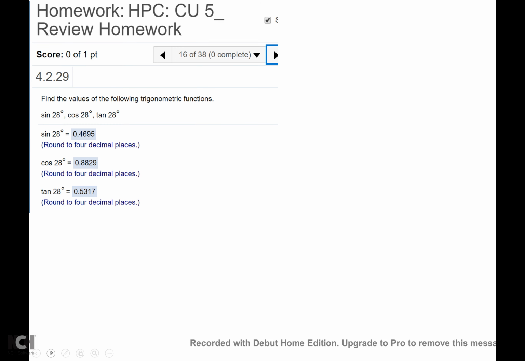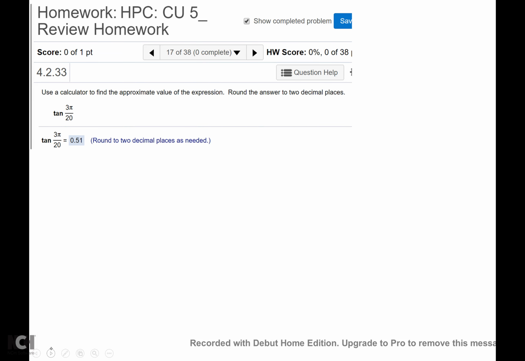Okay, find the values of the following trigonometric functions. This, you're just typing in the calculator. Please make sure that you are in the right mode. If they give you degrees, make sure your mode is in degrees, or you will not get the right answers. All right, this one says use a calculator to find the approximate value. Since we're in values of pi, you need to make sure that your mode is in radians. And then you type it in.